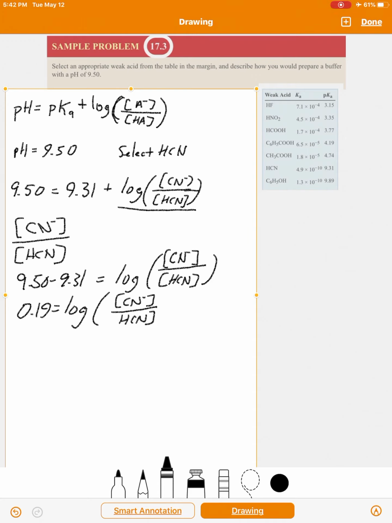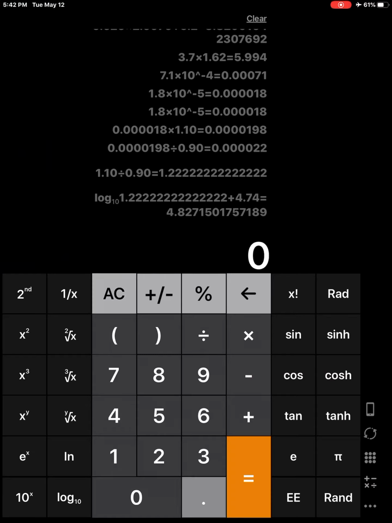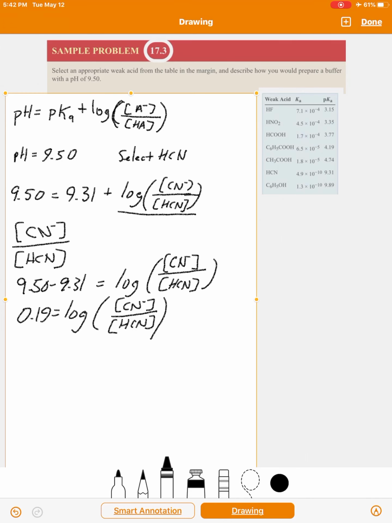Now do you remember how to get rid of the log? If you want to get rid of the log on the right side, how do you get rid of it? It's the antilog, right? So you just take 0.19 and do the antilog. Well, okay, 10 to the x is the antilog. So it's 1.55. In fact, I'm just going to round it to 1.5.